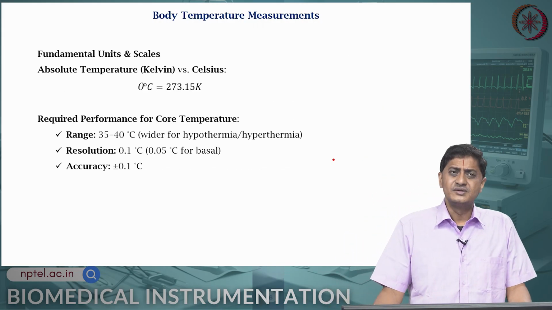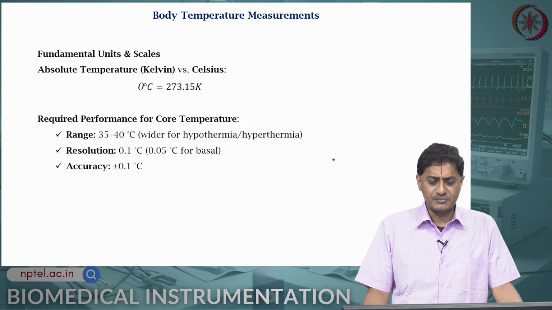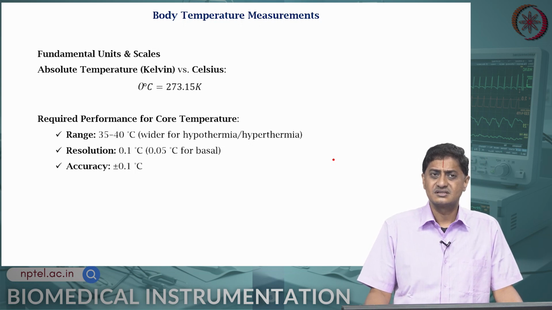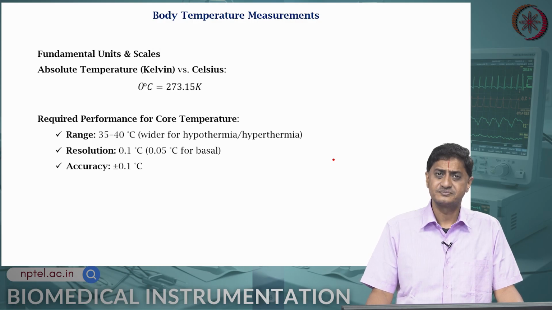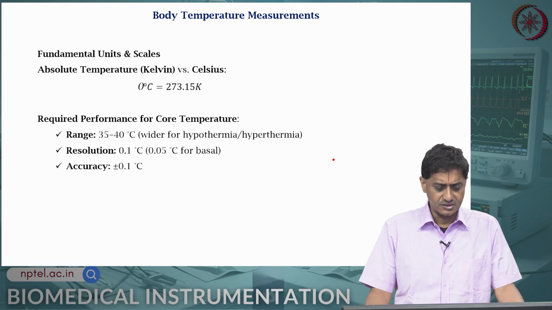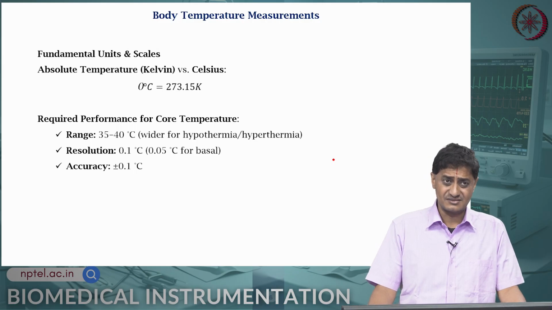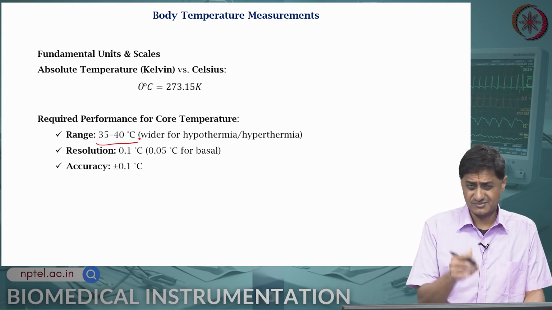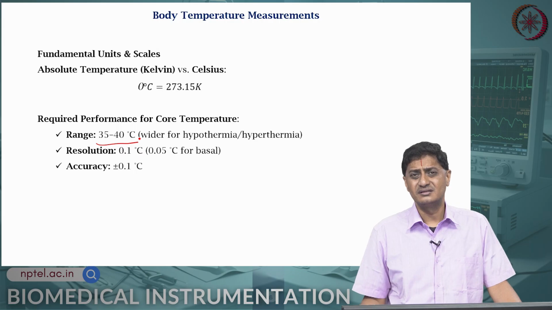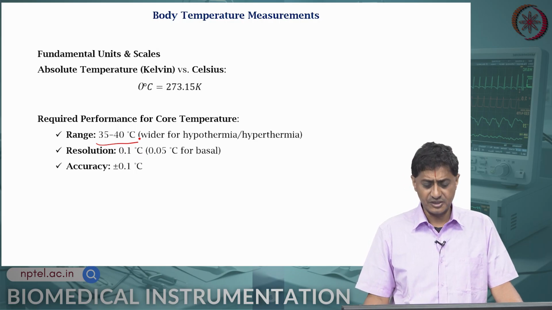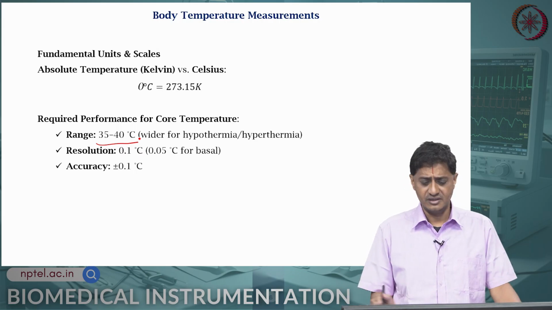We know what the unit of temperature is. In absolute temperature, 0 degree Celsius is 273 Kelvin, 273.15 Kelvin, and our interest is in the physiological range between 35 and 40 degree Celsius. You are interested only in the relatively healthy range, but of course, if you have it wider, then you can measure for hypothermia.